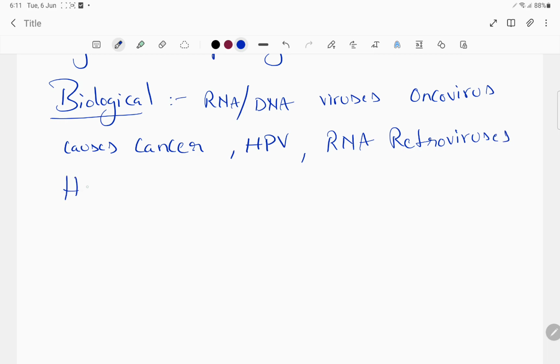And we have hepatitis B. Hepatitis B usually causes liver cancer. Human papilloma virus will cause cervical cancer. RNA retroviruses cause leukemia, blood cancer.